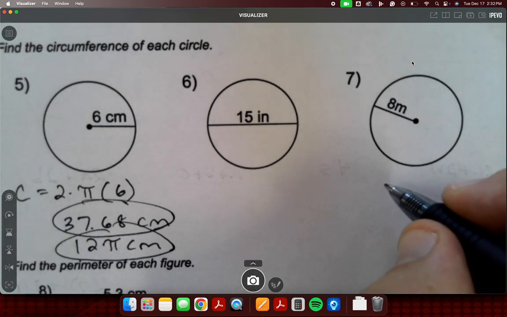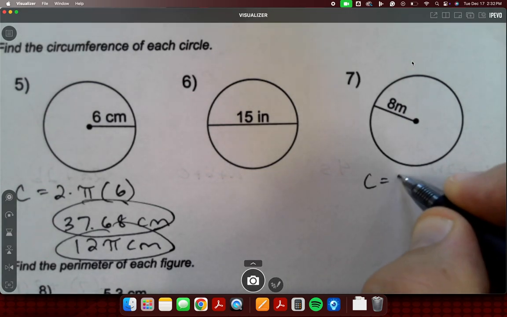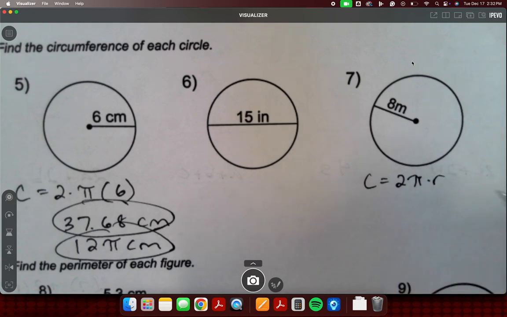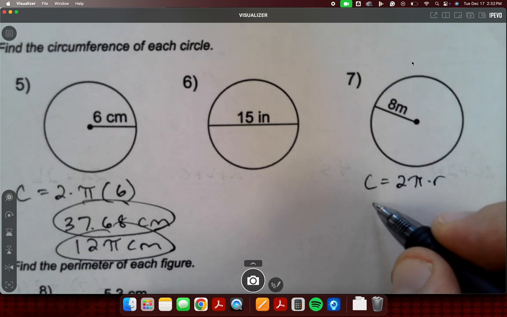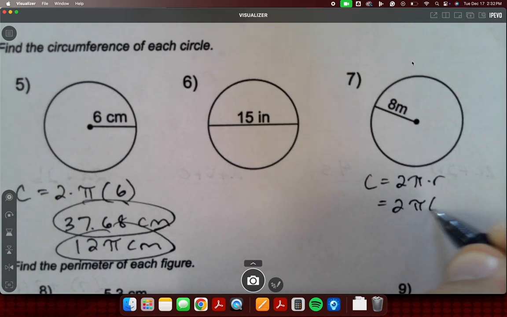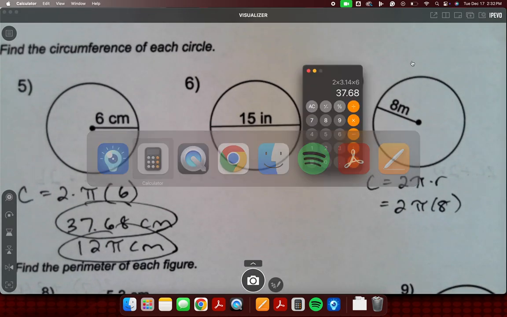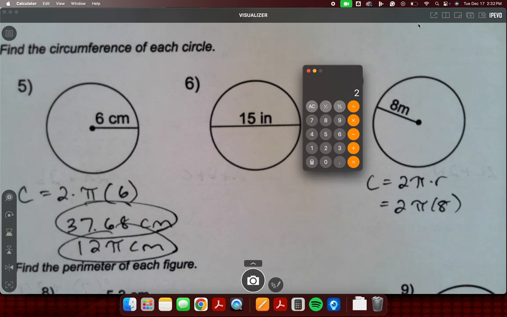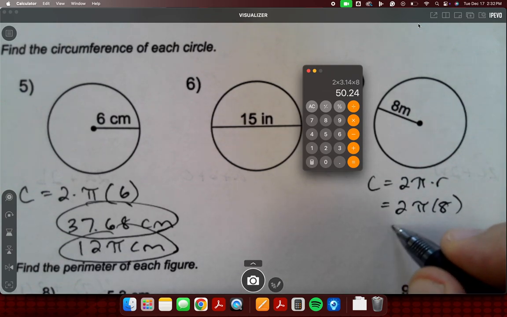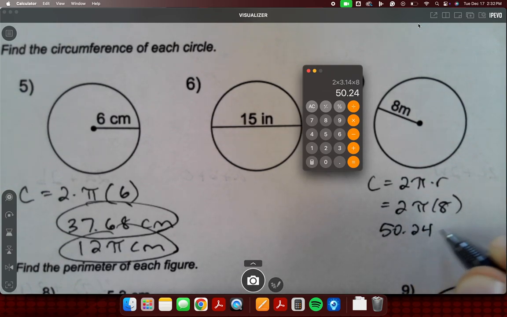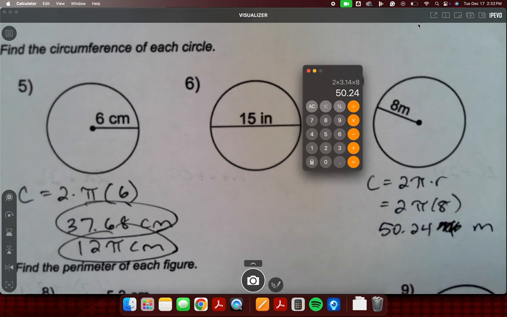The circumference would be 2 pi times r. So I get 2 pi times 8. So one way to approach it is do 2 times 3.14 times 8. We get 50.24 meters. Sorry, wrong thing. Meters, there we go.